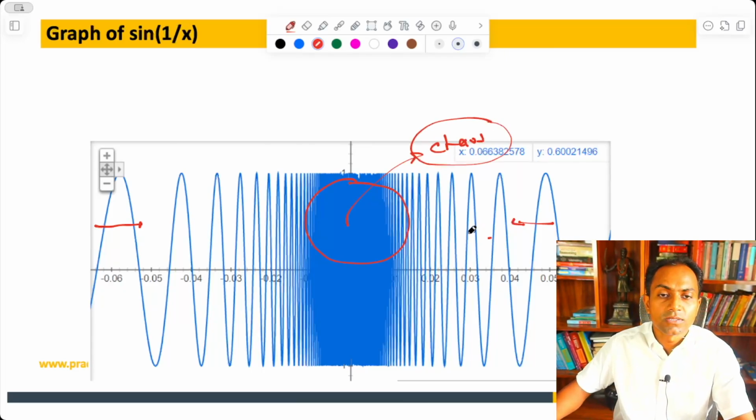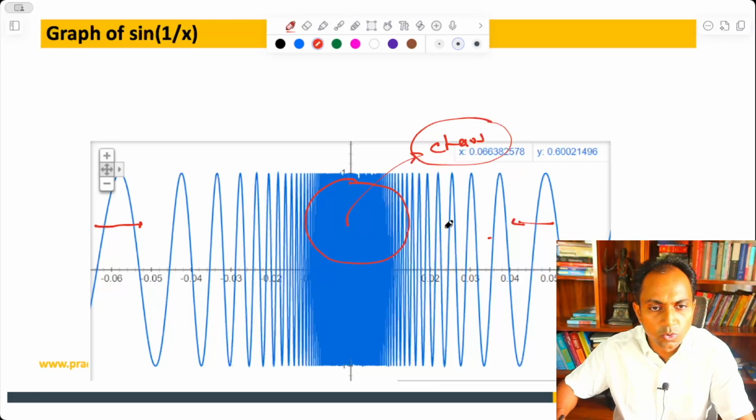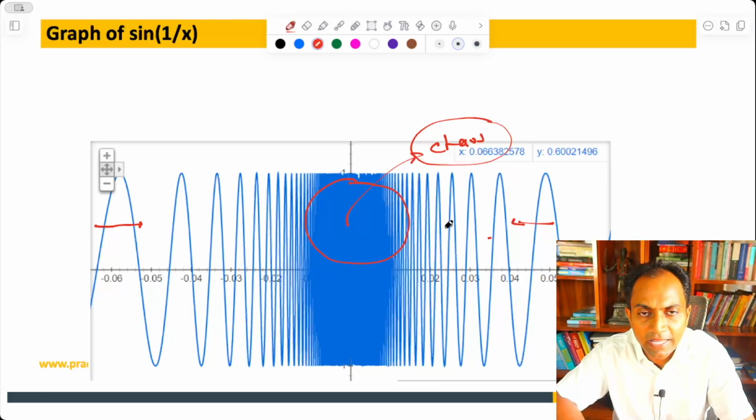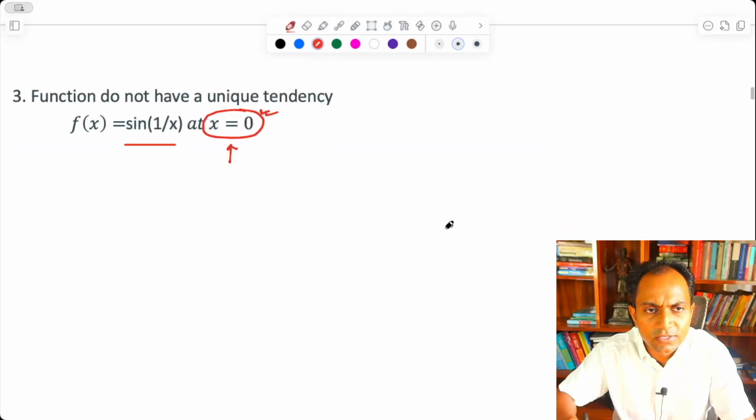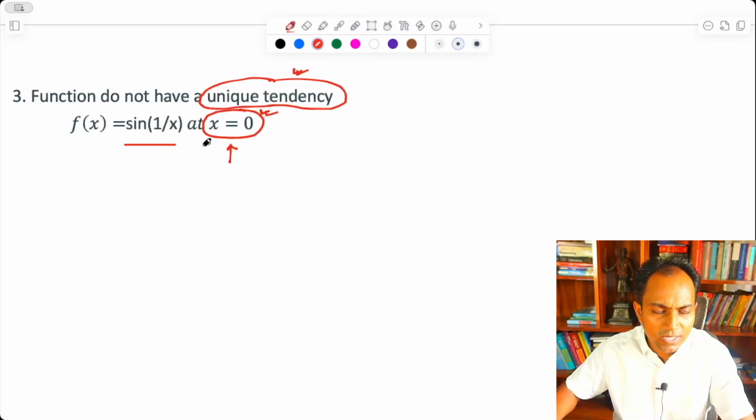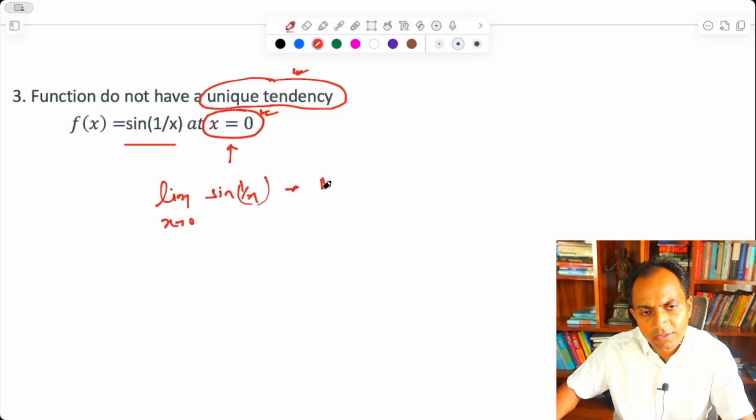So it is fluctuating at such a rate that nobody will be able to tell what exactly happens in the vicinity of 0. So that is what we are saying, that it does not have a unique tendency. See, we can't see a unique tendency, we'll say that. We are being truthful. So when it does not have a unique tendency in this case, we'll again say that if somebody asks me what happens to this function sin 1 by x in the vicinity of 0, I will say that it does not exist.